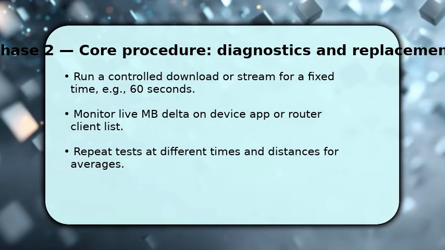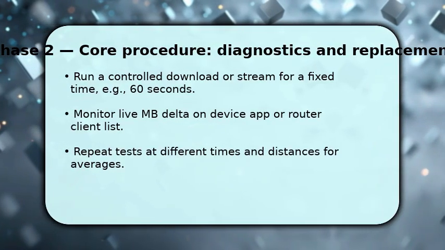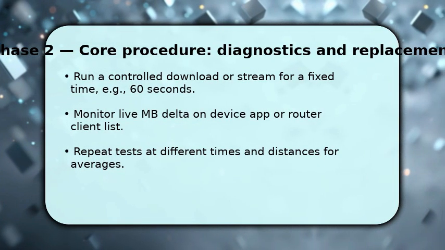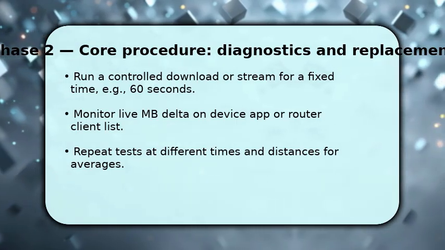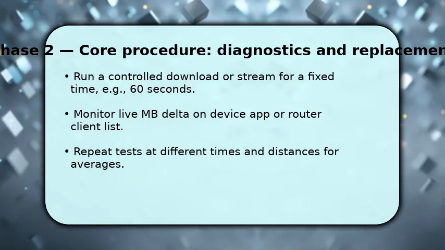delta from baseline. Repeat the same test at different distances and at different times of day to capture variability from interference or congestion. Once you have several trials, compute an average MB per minute to represent typical performance.